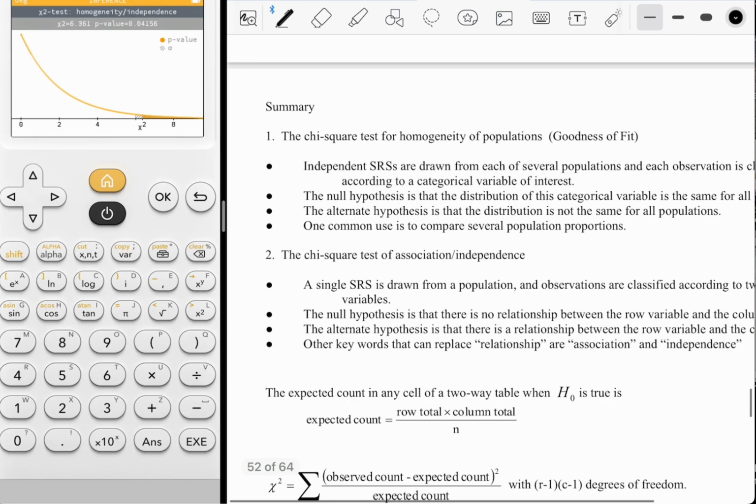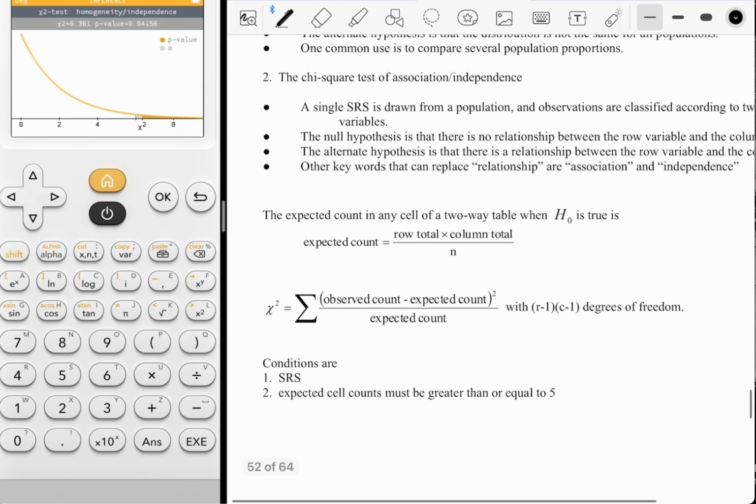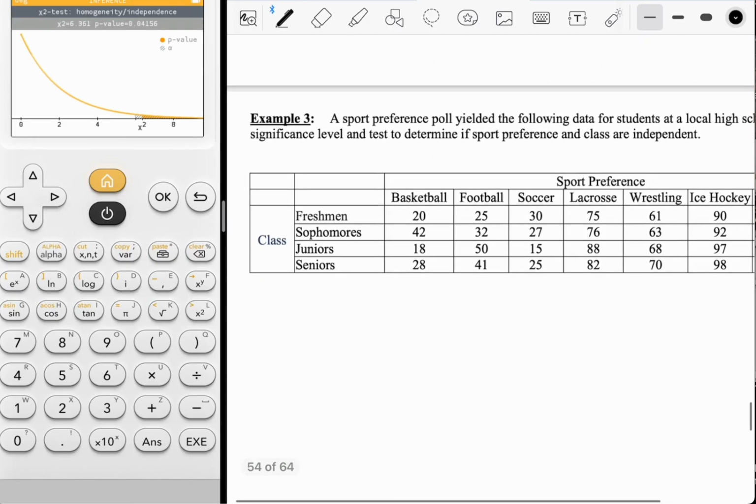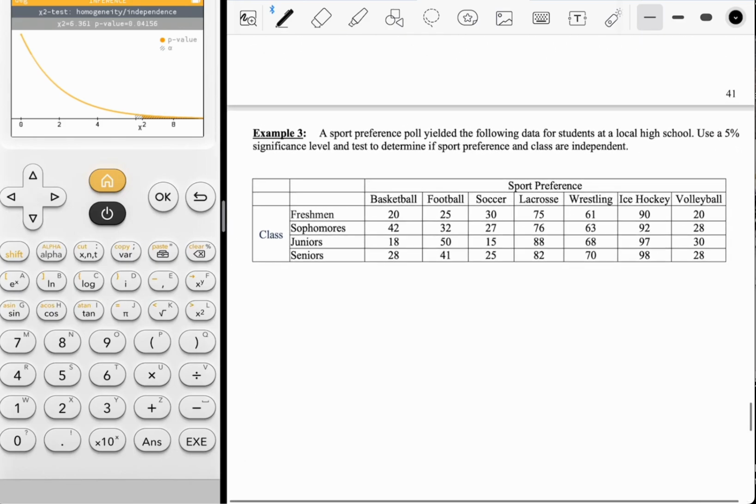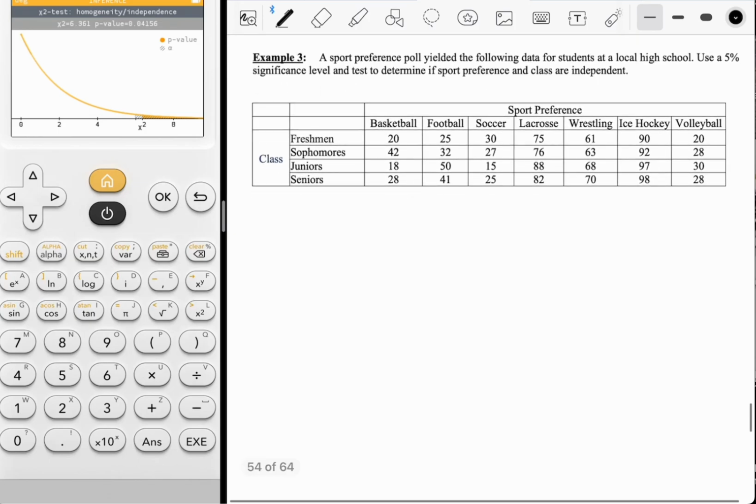So some summary values here, statements here, and we'll go right into an example. I have one that was in the packet, but I like to do a different example for each class so you have solutions to both. So this is on the separate page. A sport preference poll yielded the following data for students at a local high school. Fair warning, just so you know, I totally made up this example earlier today. Never tried it, so I have no idea if it's going to work. But it'll be a fun exploration.